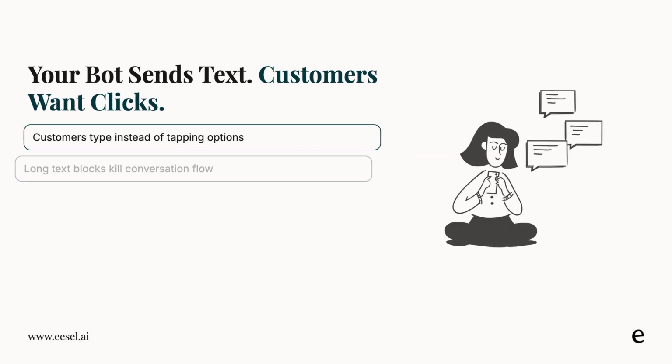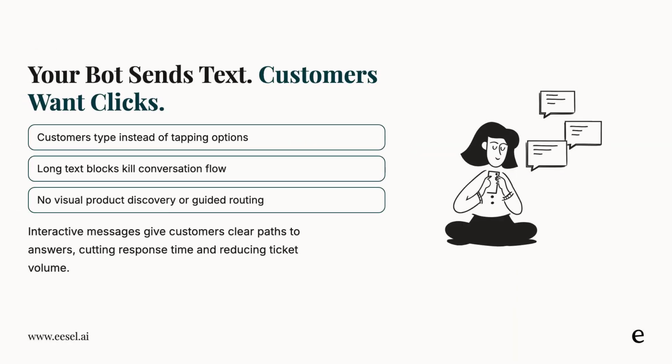When your bot responds with a wall of text, customers either disengage or submit a ticket because they could not figure out the next step. Interactive messages cut through that friction by presenting clear, tappable choices. The result is faster resolutions and fewer escalations to your human agents.